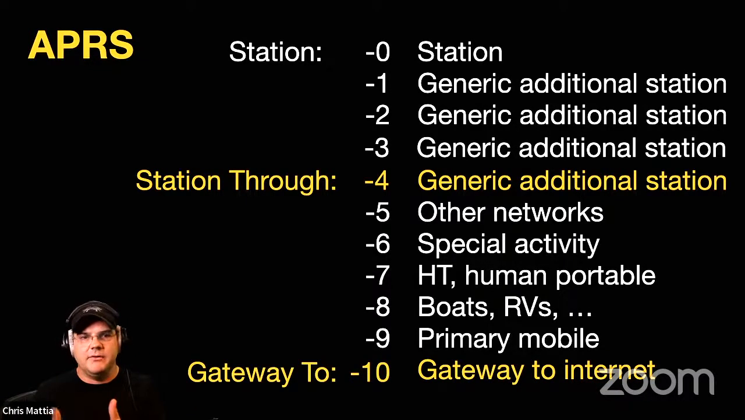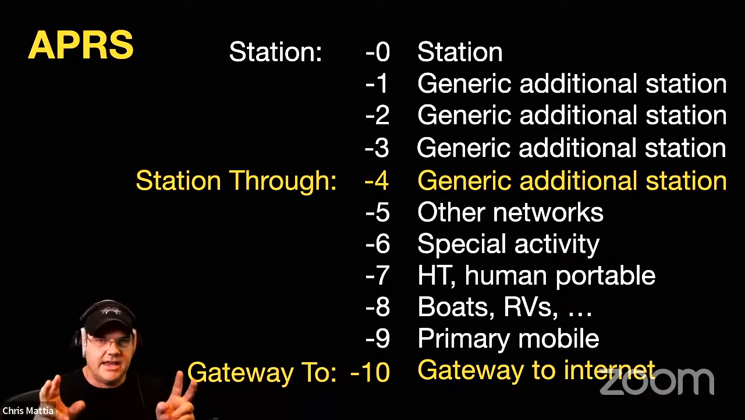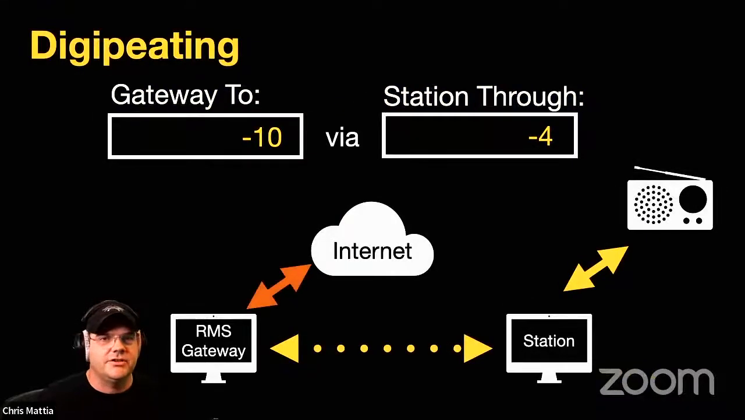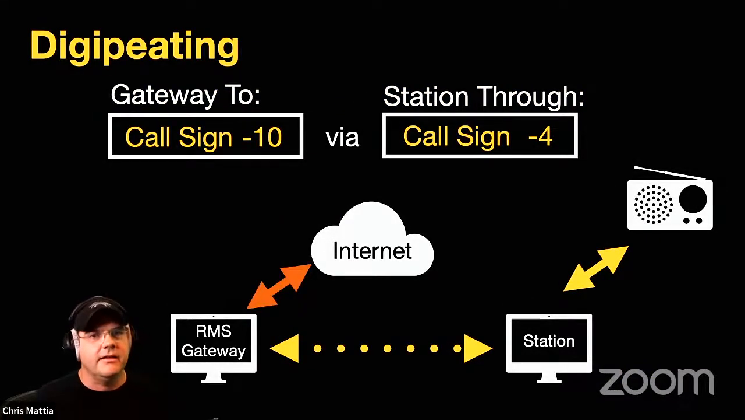We have a bunch of gateways in the Los Angeles area, and they've actually gone to having -10, -11, or -12. And we'll show you where those show up. But for the most part, all of your stations, at least the ones that we use here in Southern California, the station itself gets tagged as -4. So that information is what's getting populated here in the digipeating call sign information.